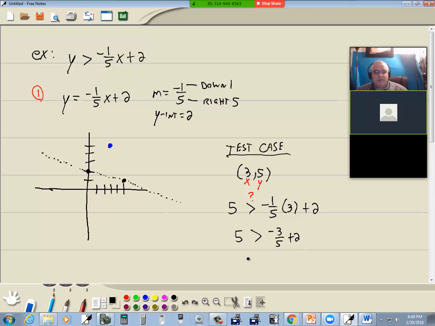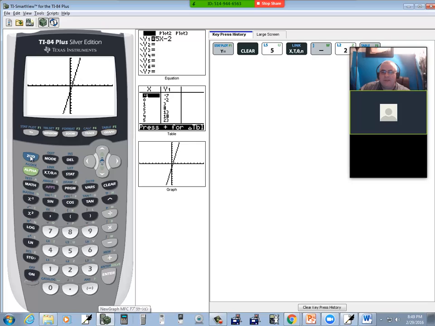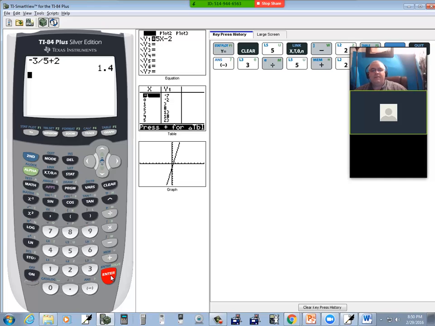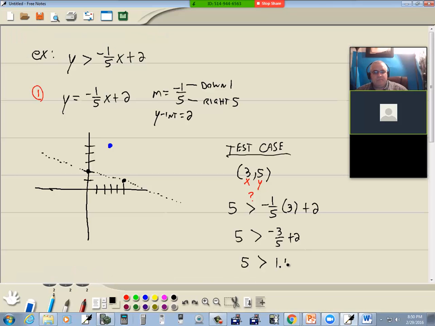Now if I put this into decimal form, and I'm not very good at decimals, let's see, negative 3/5 plus 2 gives us 1.4. Now you ask yourself, once you've simplified it, if this is true or not. Well, 5 is greater than 1.4, so this would be true.